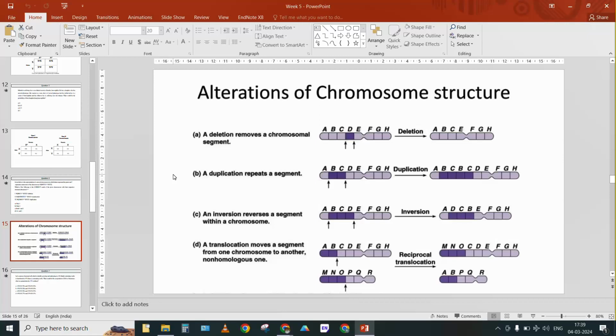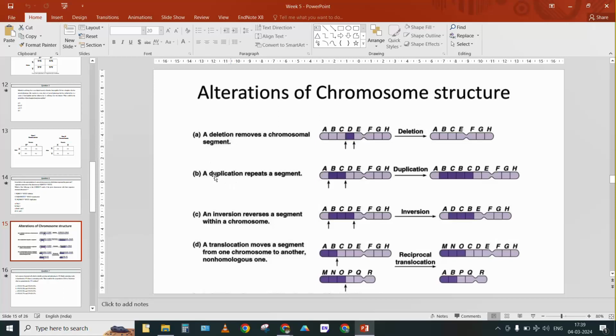So the first option is deletion, which removes a chromosomal segment. Deletion involves the loss of a segment of a chromosome, and the consequence is that the missing genetic material can lead to the loss of specific genes, potentially causing genetic disorders or developmental abnormalities.